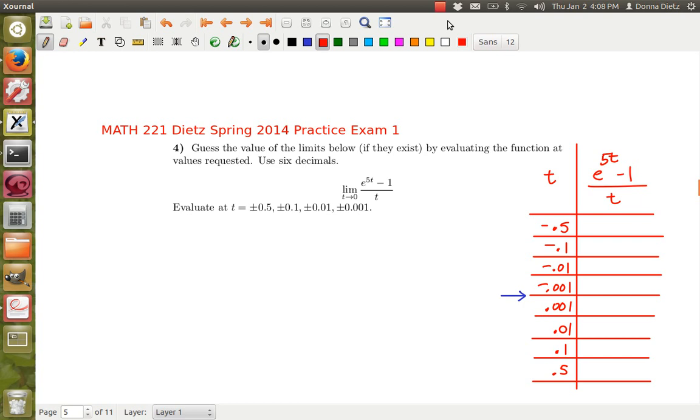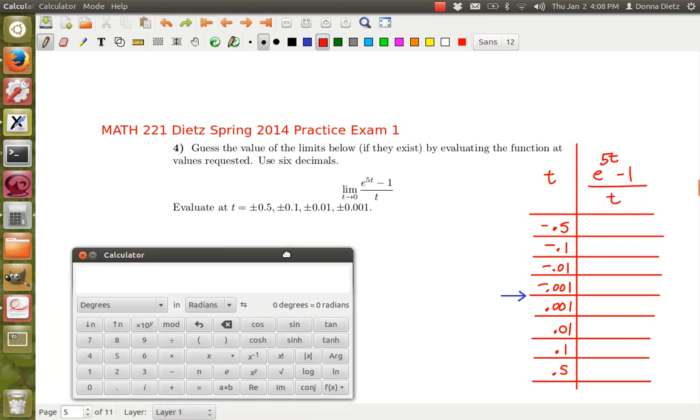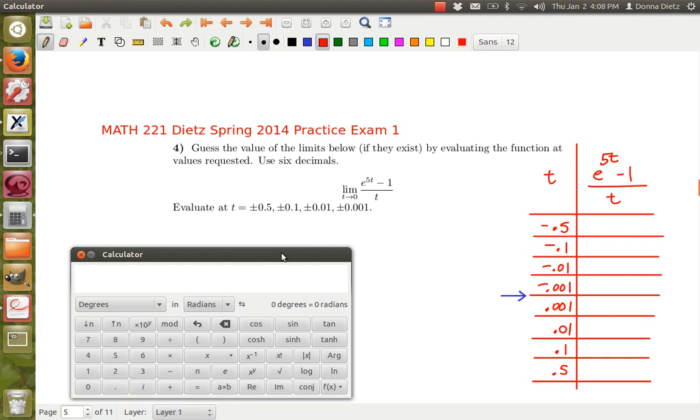So this is doing a numerical limit approximation. You're going to very soon have tools which will allow you to circumvent this entirely, but this is instructive, so we do this. What we're going to do is evaluate this function at all those different points that are requested and see if we can guess where this thing is going. And it says use 6 digits just because you don't want to lose what you're doing.